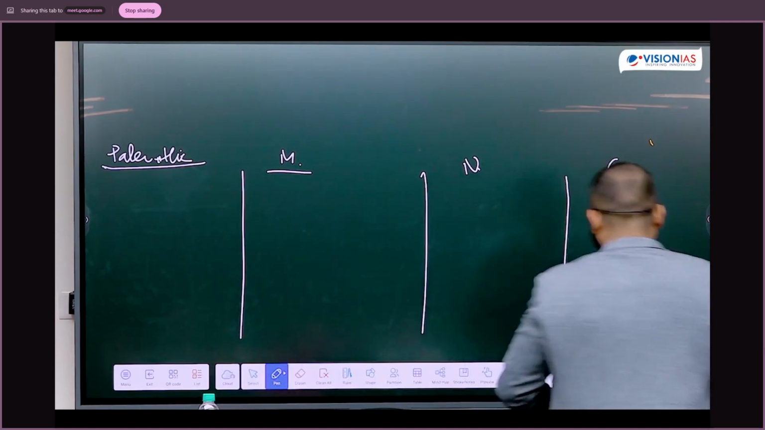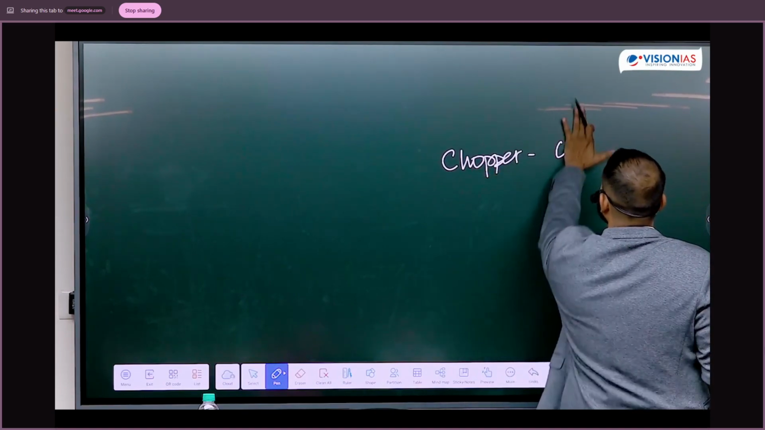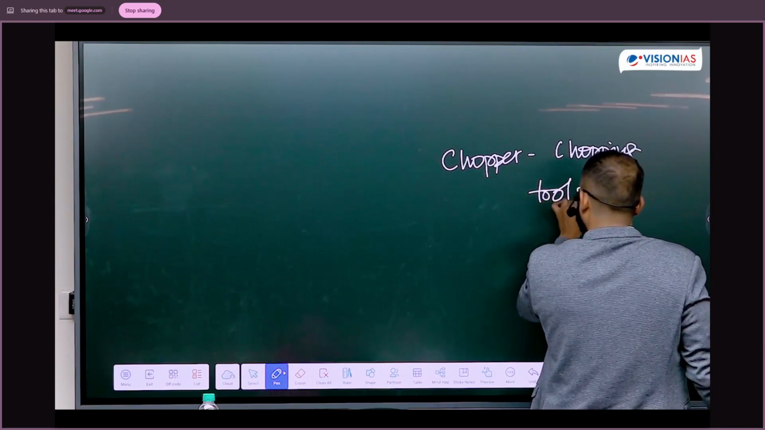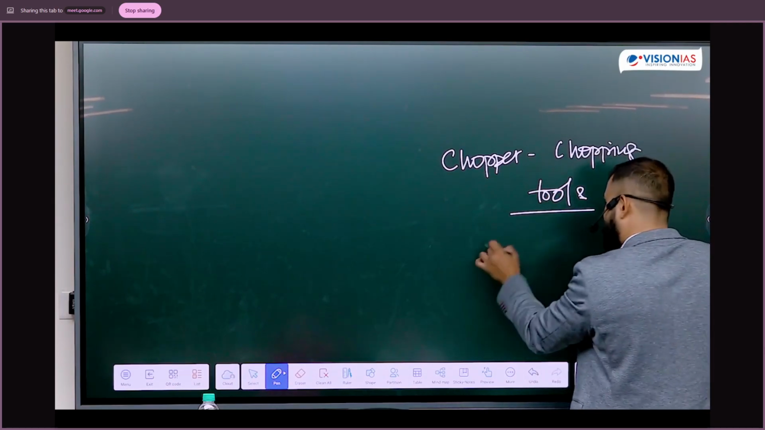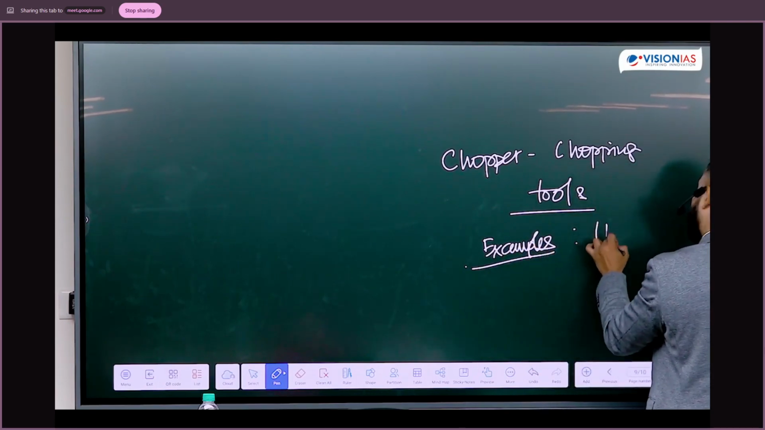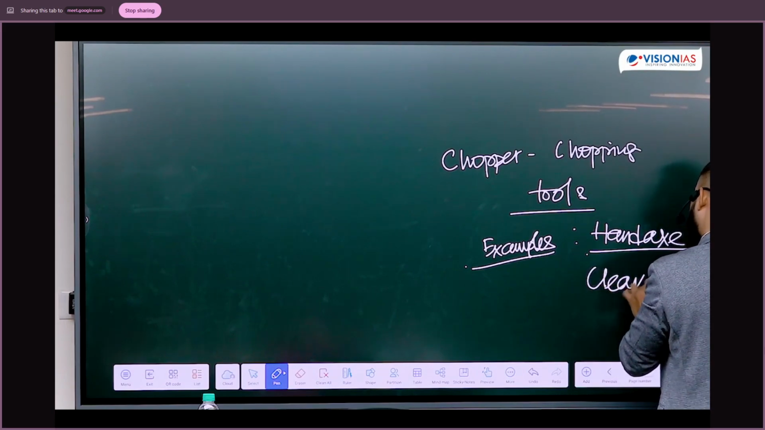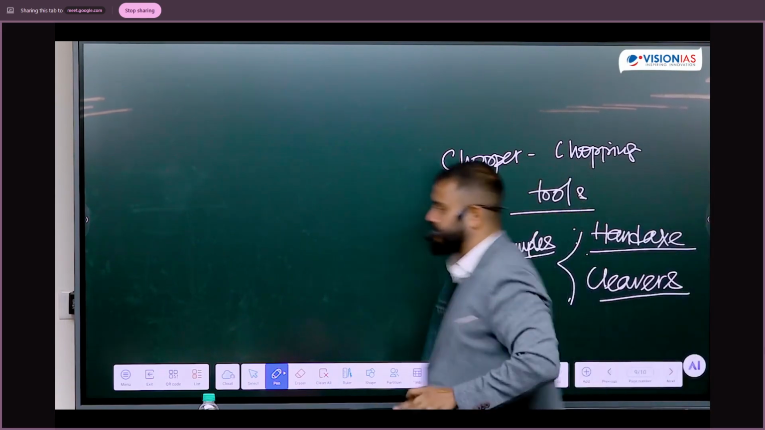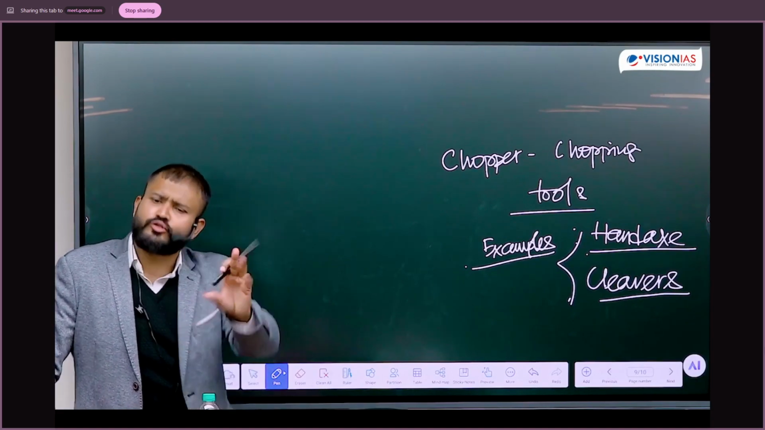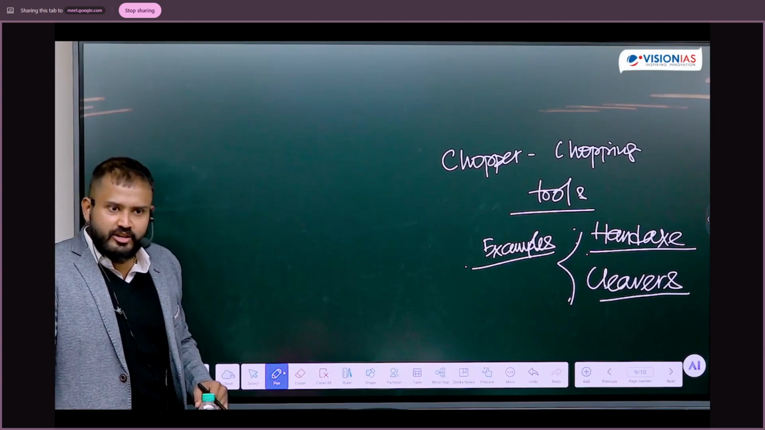We use the term chopper, chopping tools. What are the examples of the chopper chopping tools? Examples are hand axe and cleavers. These are the examples. I will dictate these points. Now, as archaeologists, as scholars, academicians, how will you know that these are tools? They are not natural rocks, or are they?